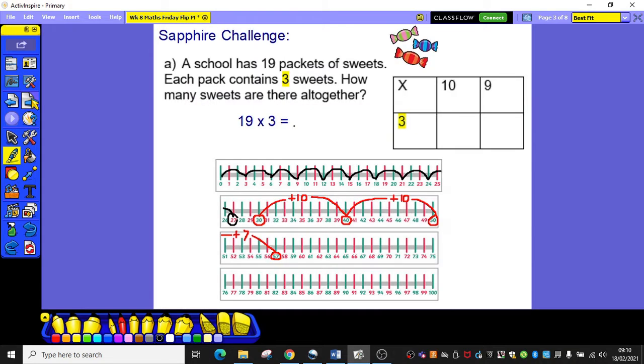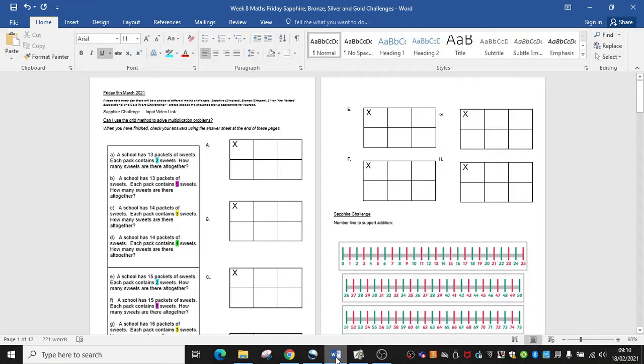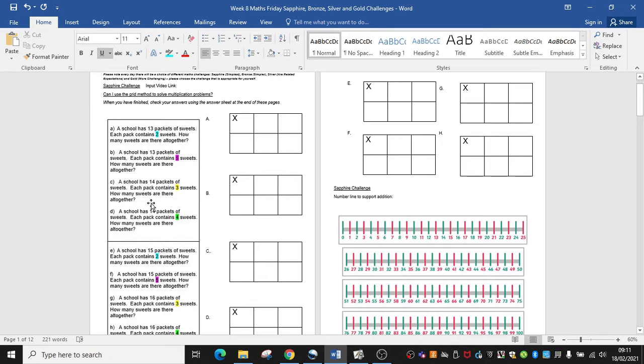Now, very quickly, we're just going to get Sapphire Group started. Sapphire Group, you've got the same problems as yesterday. However, yesterday we were just focused on multiplying by 3 or 4, and I was providing the numbers you needed to write in the grid. So what I'd like you to do today, Sapphire Group, is I haven't given you the numbers to write in the grid. You're going to need to unpick the problems yourself. And you can also see we're not just multiplying by 3 and 4, but also 2 and 5. So it's really recapping what you've done all week. However, you're going to need to decide now what numbers to put into the grid.